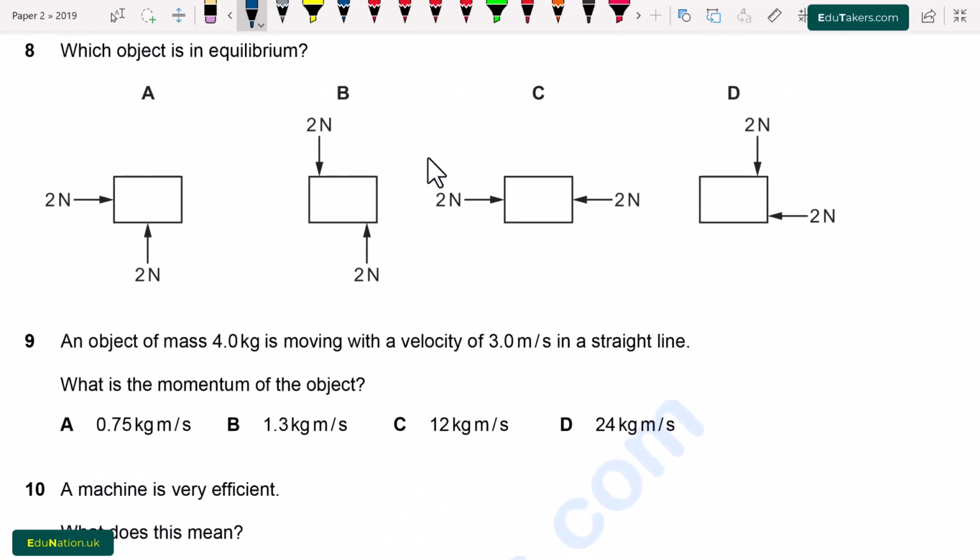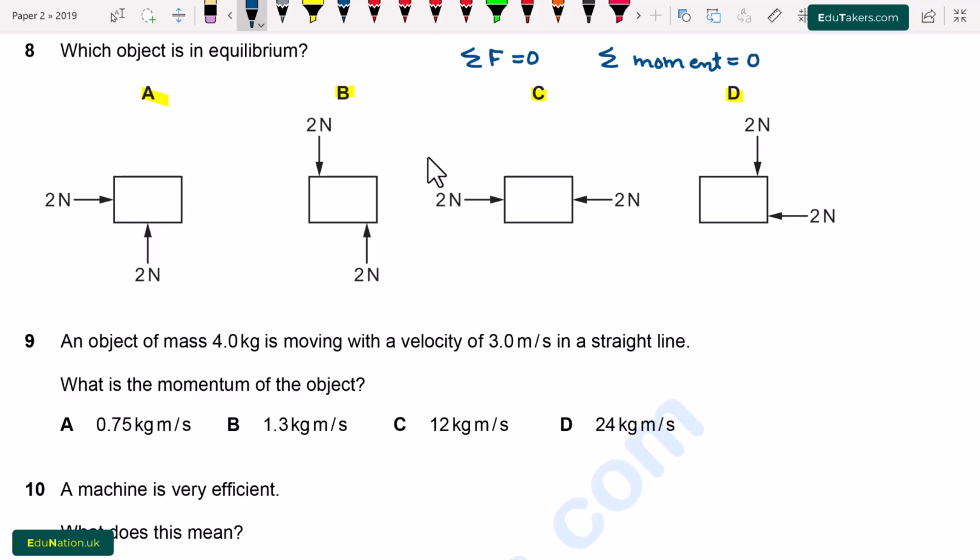Question number 8. Which object is in equilibrium? 4 objects are shown, A, B, C and D. Which one of the following objects is in equilibrium? For the equilibrium we have two conditions, that net force acting on the body must be equal to 0, that is the sum of force must be equal to 0, and also the net moment acting on the body must be equal to 0. So net moment, sum of all the moments will be equal to 0.